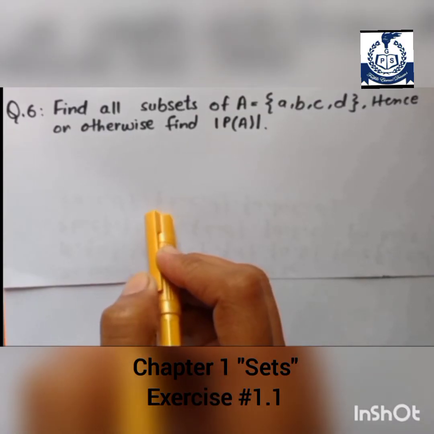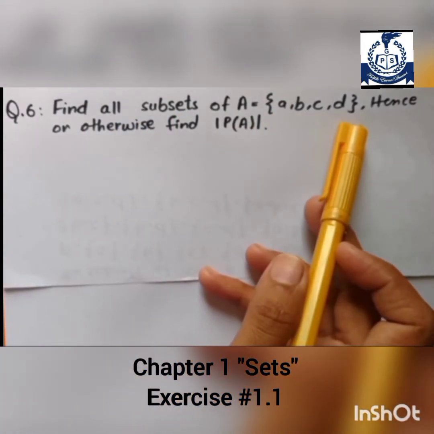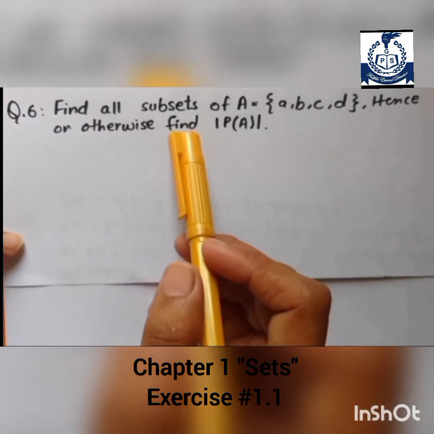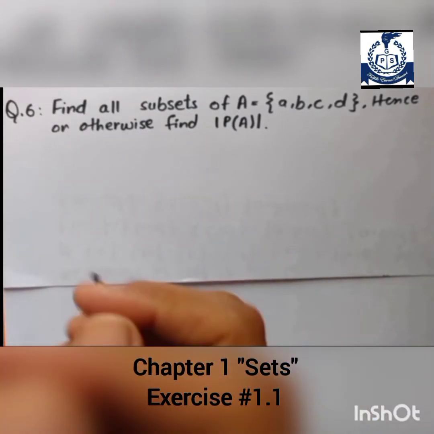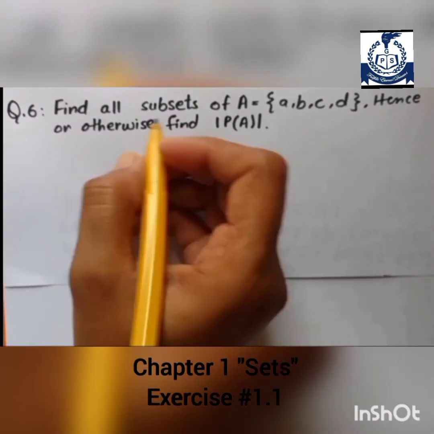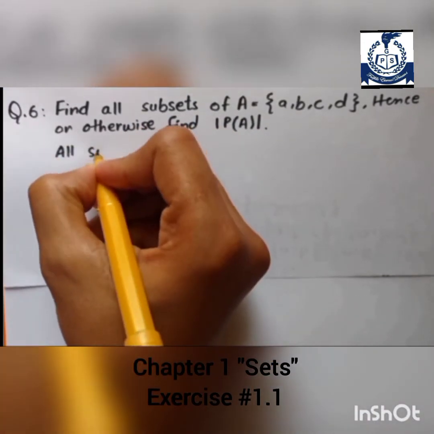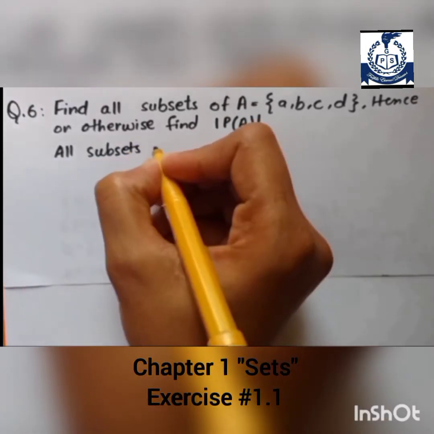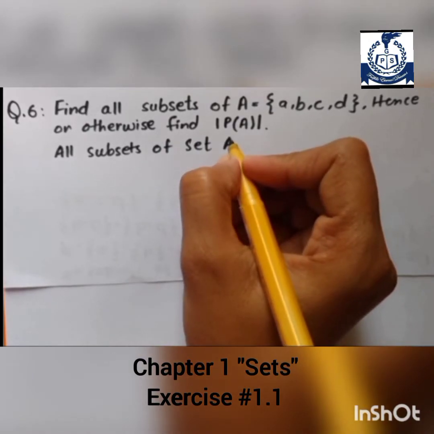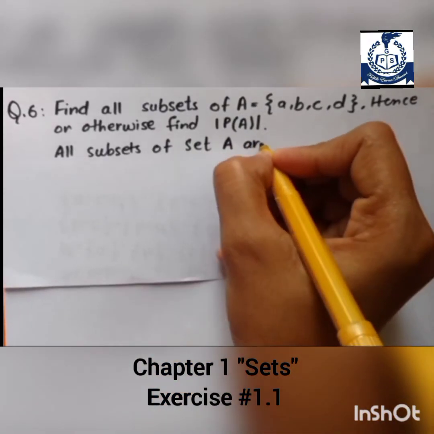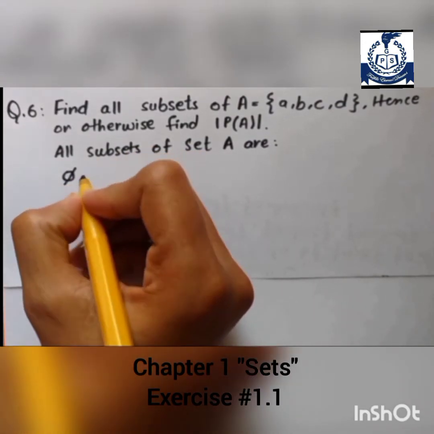This is the answer. Part number 6, find all subsets of A is equal to {a, b, c, d}, hence or otherwise find P(A). Here we need to find all subsets of set A. We have 4 elements, so 2 power 4 is equal to 16. So here we need to make 16 sets.